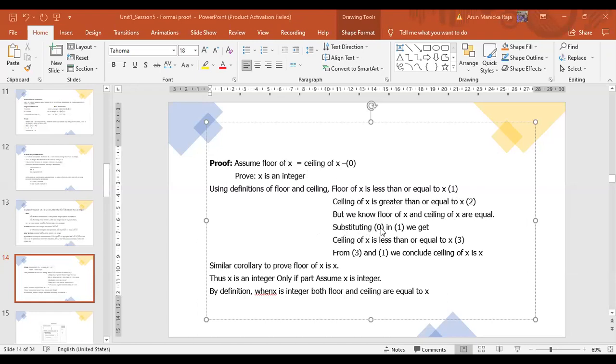Now what am I going to do? Substituting the zeroth equation in the first equation. What is the zeroth equation? Floor of x equals ceiling of x. This is the zeroth equation. Now I am going to substitute this in the first equation. The first equation is floor of x is less than or equal to x. I just replace the floor of x with the ceiling of x because both are equal, right? Floor of x is equal to ceiling of x. So what am I doing?